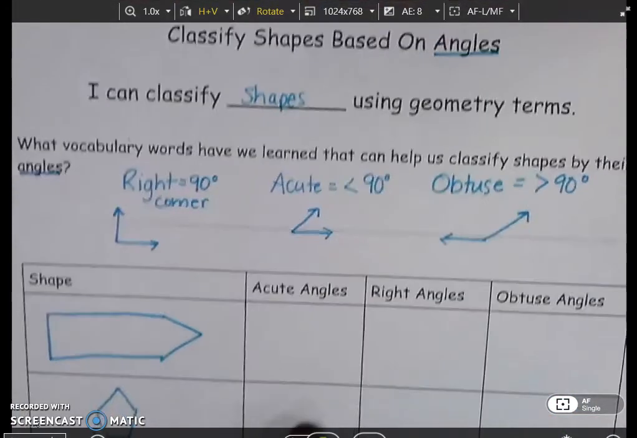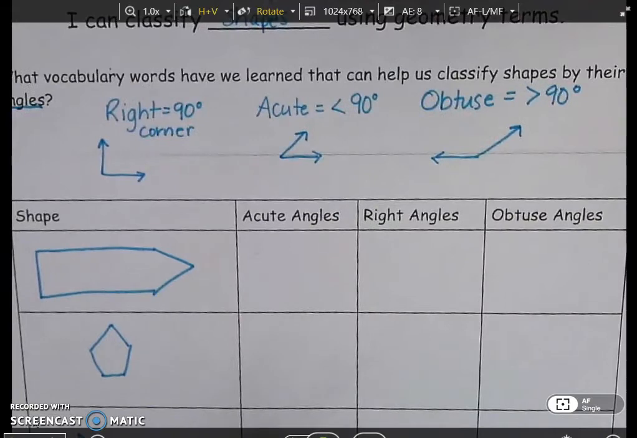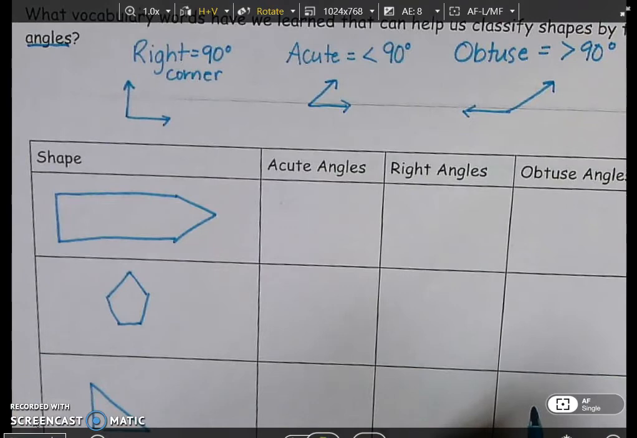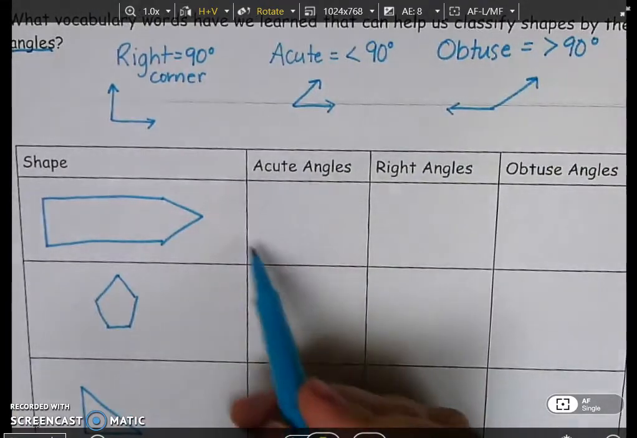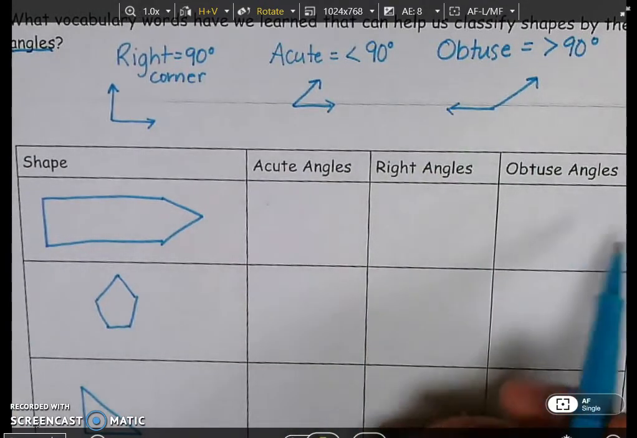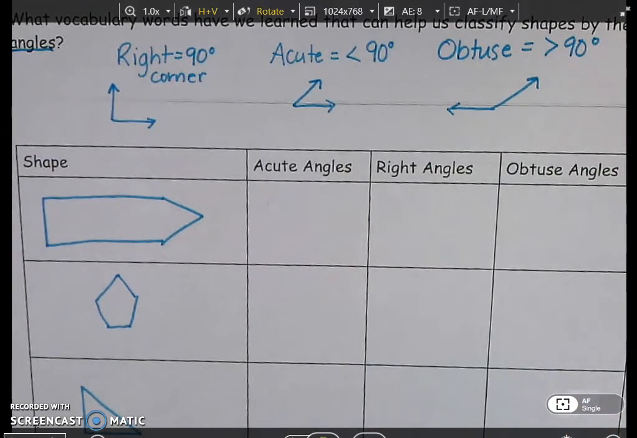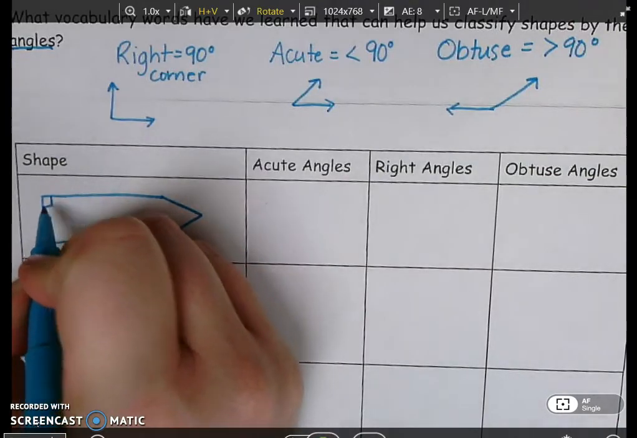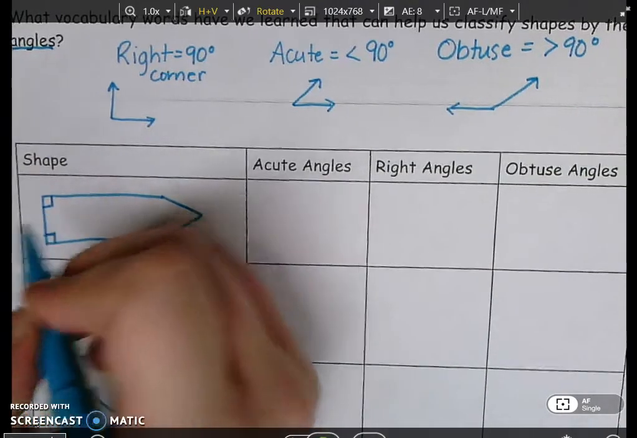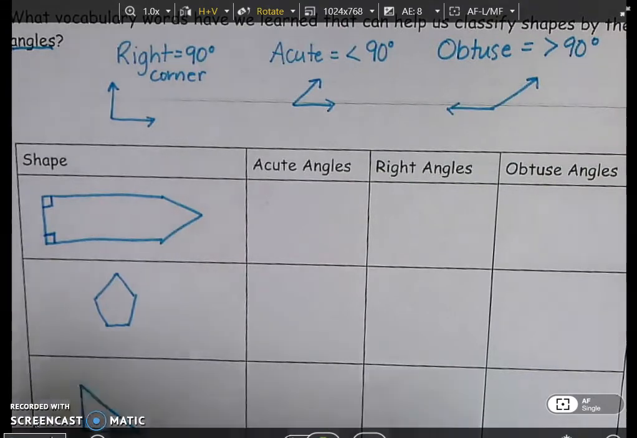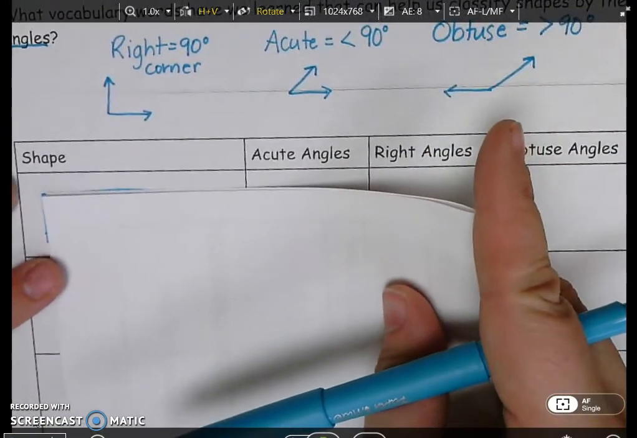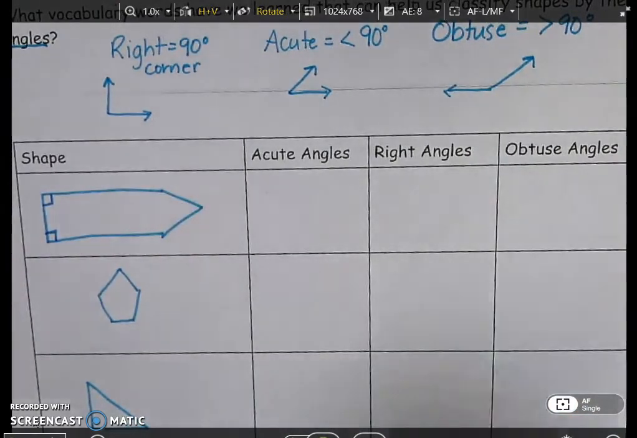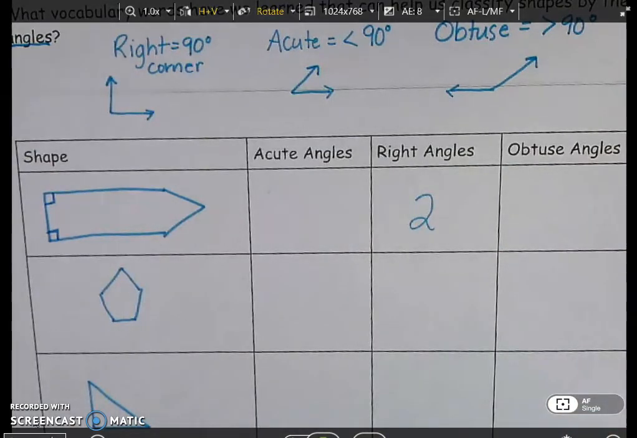So we're going to classify these shapes based on their types of angles. So if we look at our first shape here, I'm going to look at all the angles. And we're going to write how many acute angles there are, how many right angles there are, and how many obtuse angles there are. So first I notice right away that this is a right angle and this is a right angle. If I lined it up with a piece of paper to measure that corner, it would be that exact 90-degree angle there. So I have two right angles.